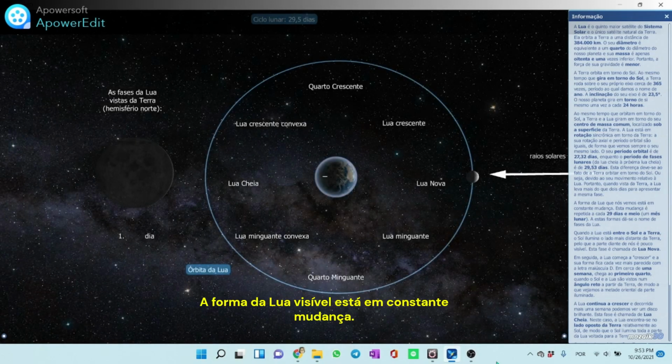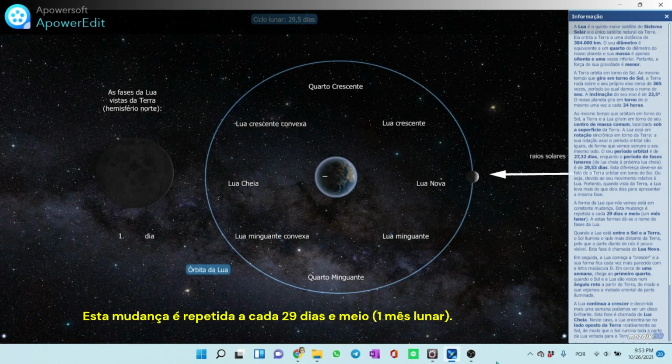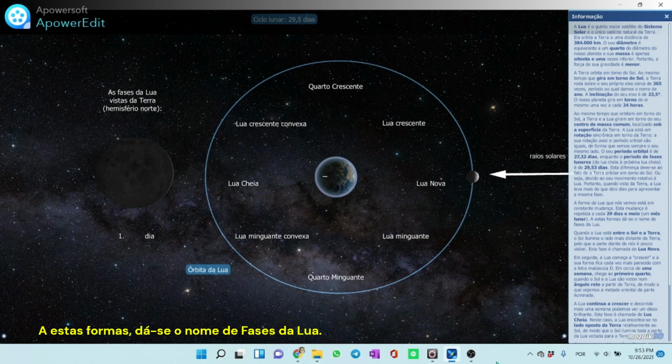The visible shape of the Moon is constantly changing. This change is repeated every 29.5 days, a lunar month. These shapes are called lunar phases.